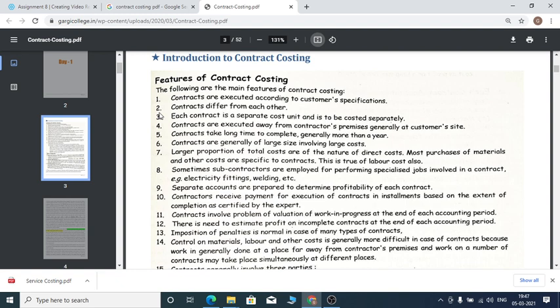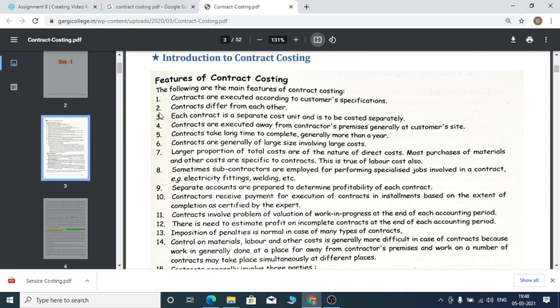Next, a contract takes a long time to complete, generally more than a year. So usually contracts are completed in the long run. If I talk about road construction, a road could be completed in 5 years, 10 years, I would say more than 1 year. So usually contracts are long-run, and you need more time to complete the contract.